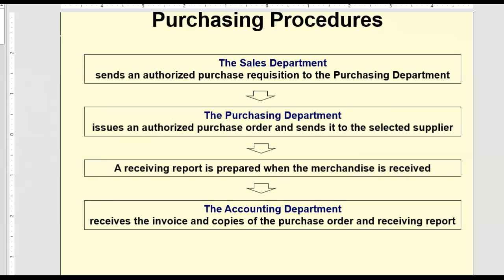So basically, purchases goes like this. We purchase through the sales department. We request something that goes from the sales department to the purchasing department. Then they receive a report when the merchandise is received, and that goes to the accounting department. The accounting department then records the invoice and puts in all of the bills that we owe, basically.